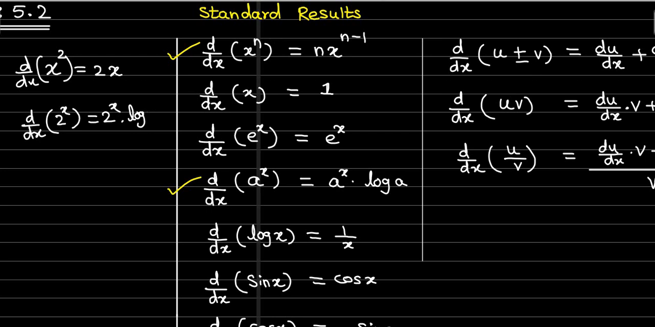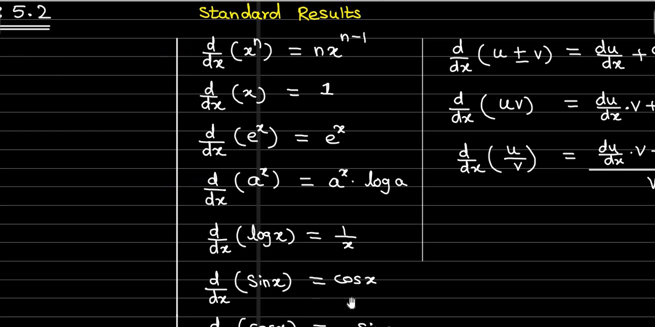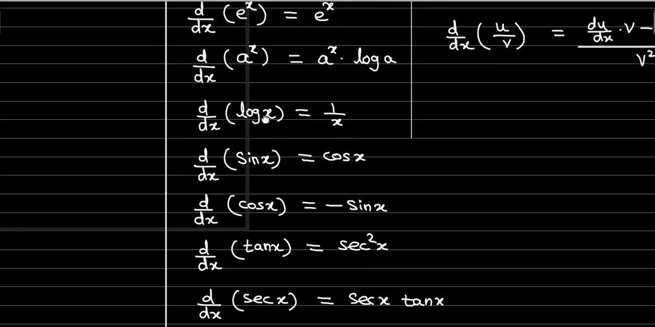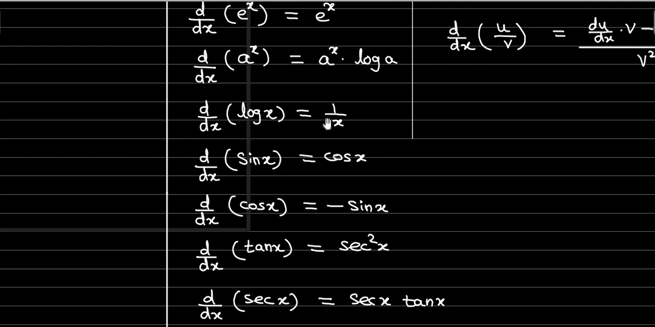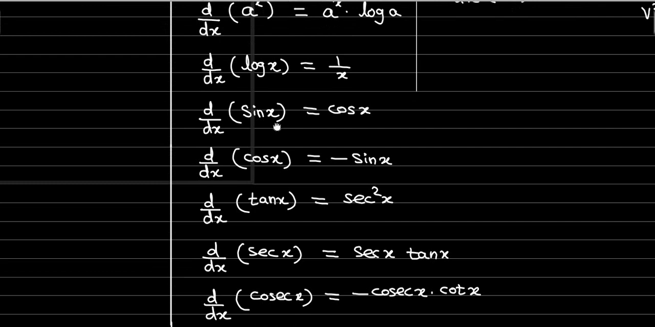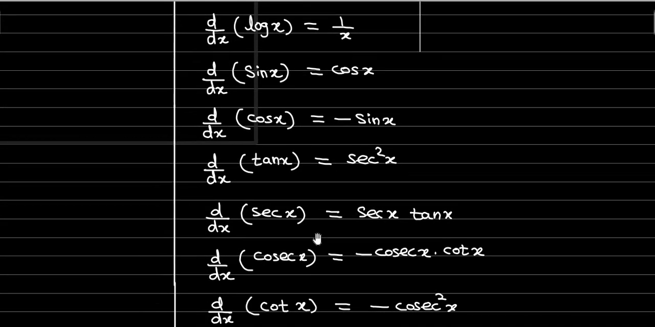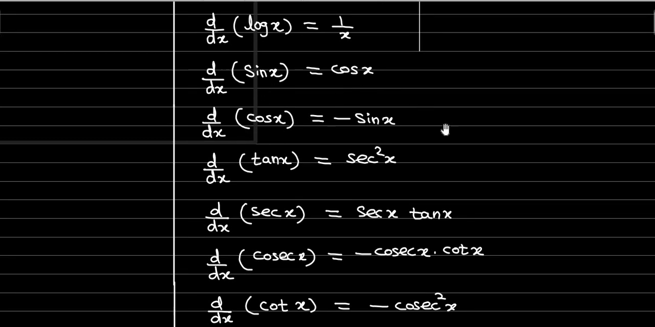And next one we have log x. The differentiation of log x is by default 1 by x. Whatever function you have, you have to write it in the denominator. And we have 6 trigonometric ratios, right? Is the nature of all these functions the same? No. Then the differentiation of them also won't be the same. So each one has its own characteristics.